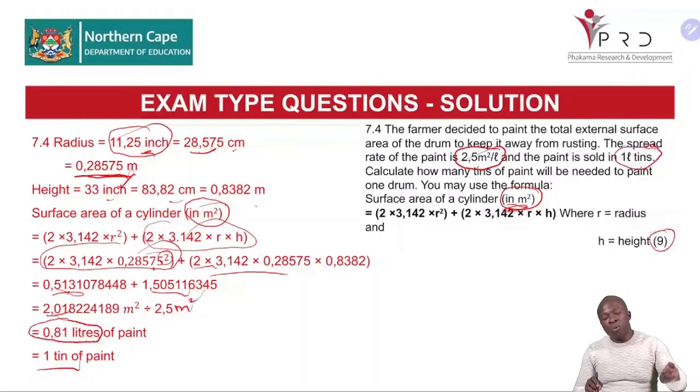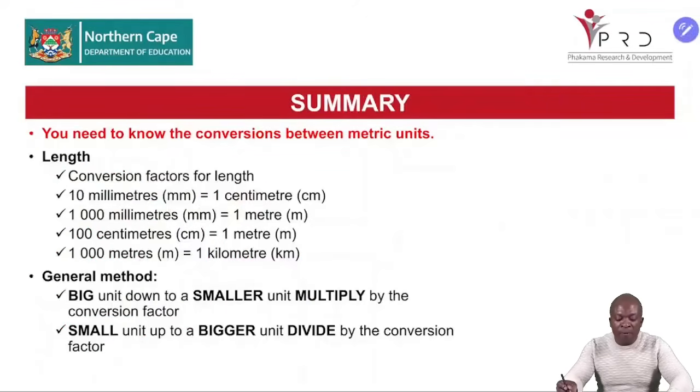So now what do we do? We divide it by 2.5. Where do we get 2.5 from? The examiner gave it to us. Meaning that's our conversion factor. Every liter uses 2.5 meters squared.